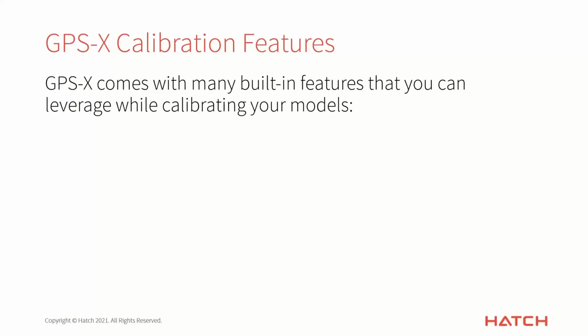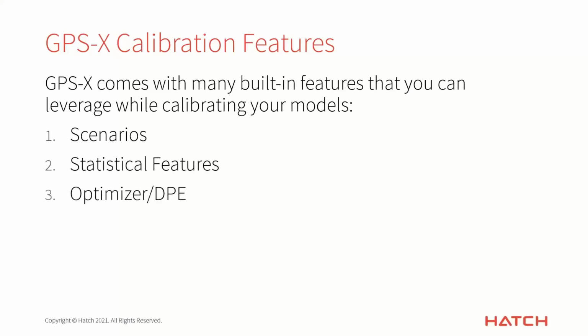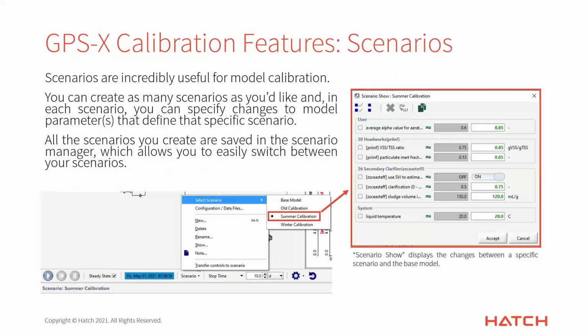All right, so finally, what I just wanted to talk about was some calibration features in GPSX. So GPSX comes with many built-in features, and a lot of these features you can actually leverage while you're calibrating your models. I'm just going to talk about a few of them here: scenarios, statistical features, and the optimizer or dynamic parameter estimation feature. All right, so scenarios are incredibly useful for model calibration.